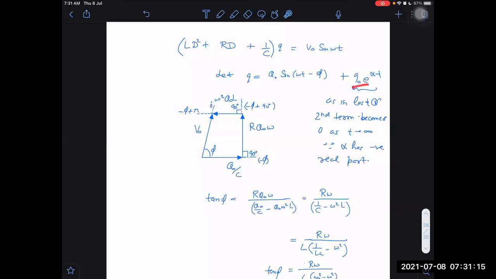If you are again not understanding this, refer back to what I took yesterday. From there we can say why I am saying such things, right? So alpha will have negative real part. And if it has negative real part, then when time approaches infinity, this term will become 0. We call the second term the transient term, and this we call the steady state term. Transient means in the beginning only.